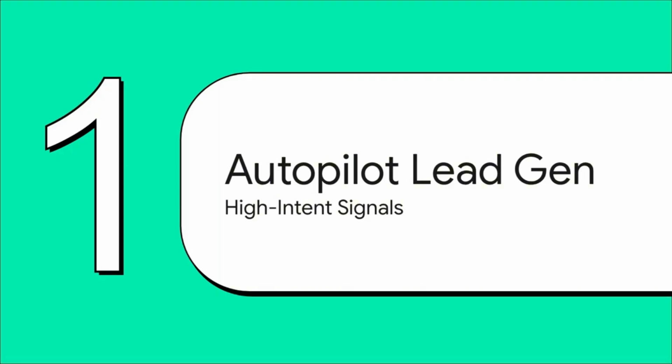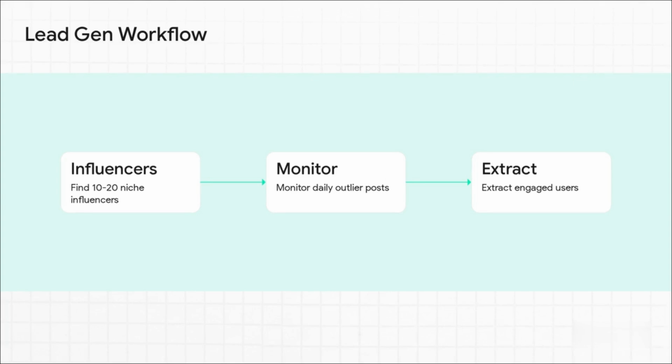All right, Phase 1, Autopilot Lead Generation, focusing strictly on high-intent signals. This workflow kicks off on LinkedIn. But instead of just guessing who might want your product, you're finding the exact people raising their hands. In the interview, Cody reveals a brilliant stat. By monitoring just 10 to 20 key influencers in your specific niche, you can effectively capture 80% of the surface area of your entire target market. You really don't need to cast a massive net, you just need to track the daily outlier posts from these specific accounts and extract the users who are actively liking and commenting.